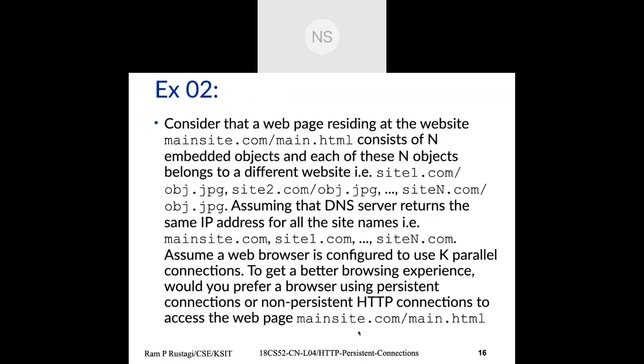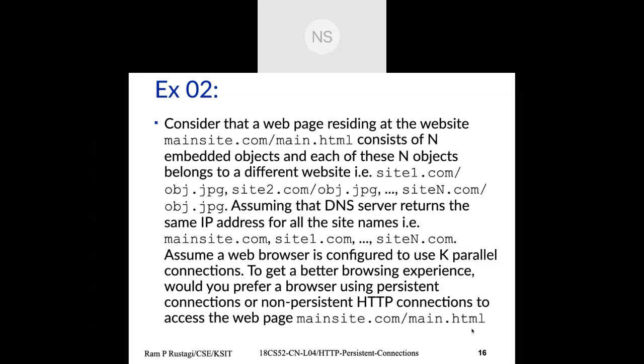Another exercise. When I talk about persistent connection, it is always for the website. Even if two websites belong to the same IP address, hosted by the same web server, when it's a persistent connection, it is always for the website name. So let's say the main website has embedded objects with different site names. That means for each different site, it's going to set up one new TCP connection. If there's only one embedded object from each website, then it doesn't really matter whether it is persistent or non-persistent, because you're fetching one object.